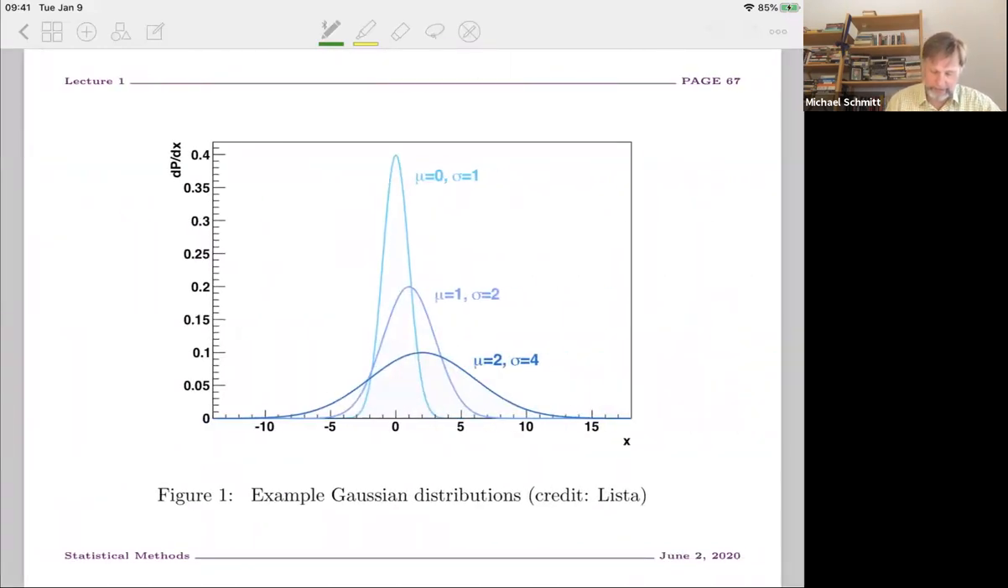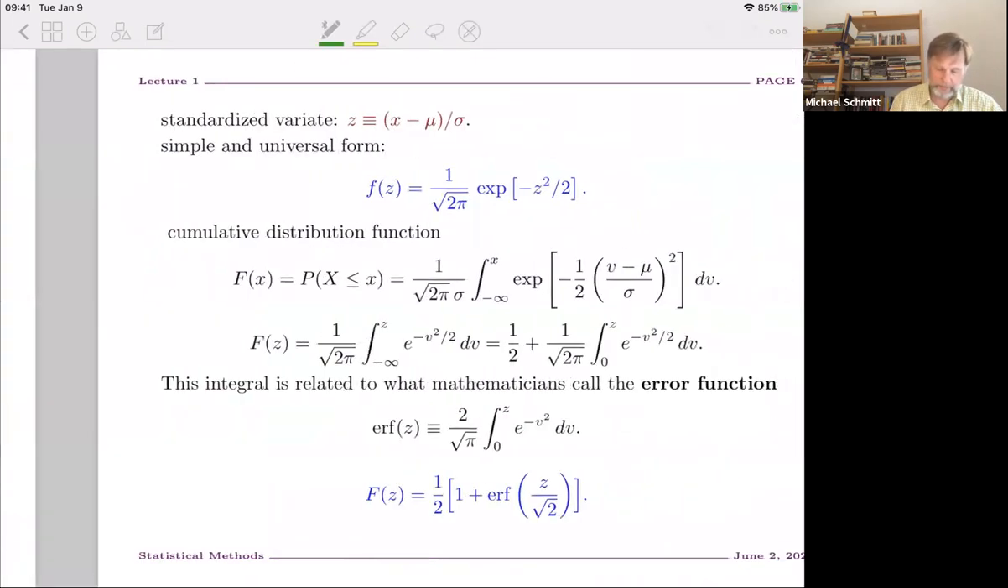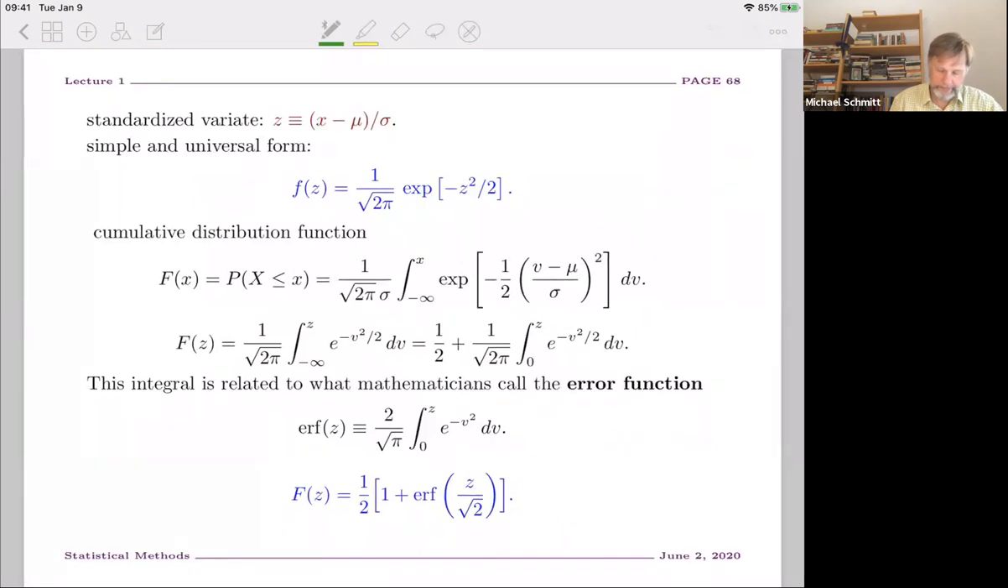Here are three examples due to a very nice book by Luca Lista. The larger the variance is, the broader the Gaussian is. Of course, you can shift the peak position or the mean position from 0 or 1 or 2. All three of these curves are normalized to unity. Let me just finish making a couple more points about the Gaussian distribution, and then I'll pause for questions and discussion.